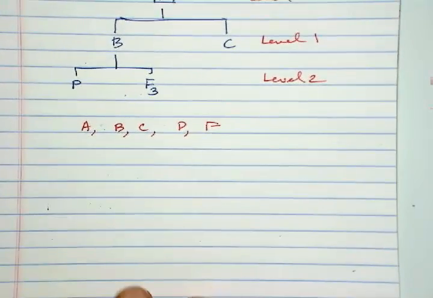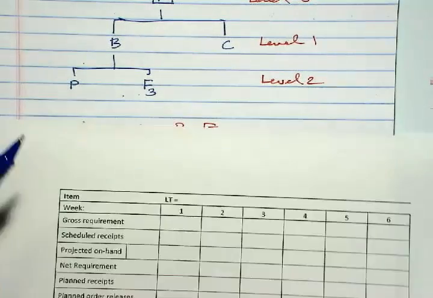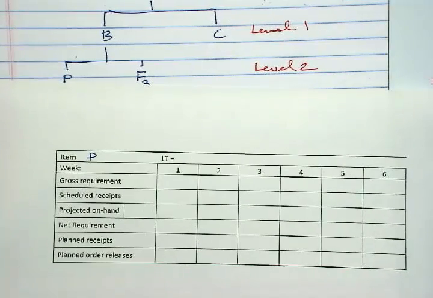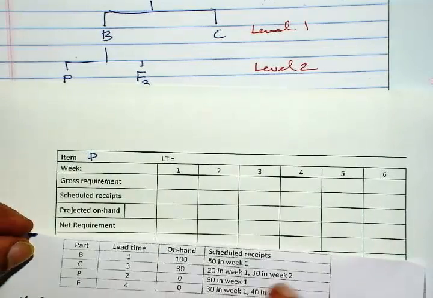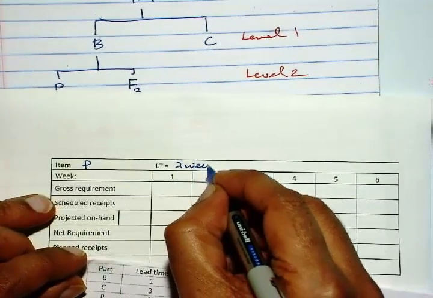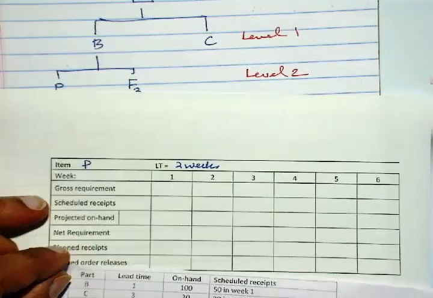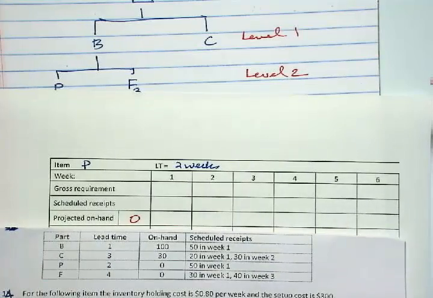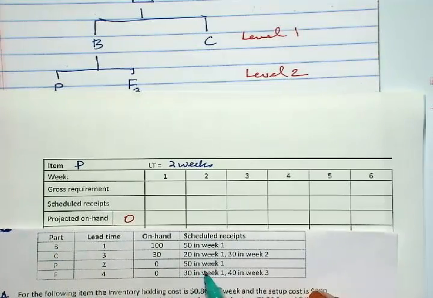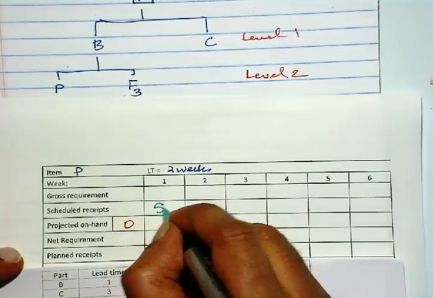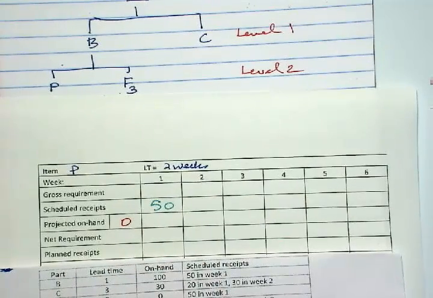Okay, next is P. Okay, so that's the P. And what is available for P? We have lead time of 2 weeks. Available on hand is 0, and we have 50 units in week 1. So this is 50 units in week 1 is the scheduled receipt.